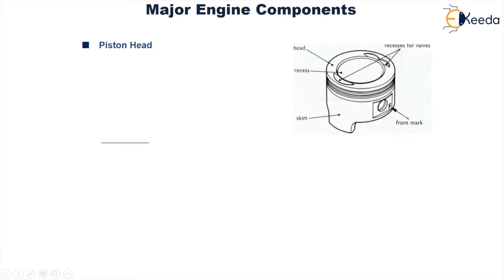Here certain recesses are provided, that is depressions in the head of the piston, which accommodate the valves. When the piston reciprocates, it might clash with the valves, hence recesses are provided. And this is the piston skirt. Again, a hole is provided over here for mounting the gudgeon pin or the piston pin, which serves the function of connecting the piston with the connecting rod.